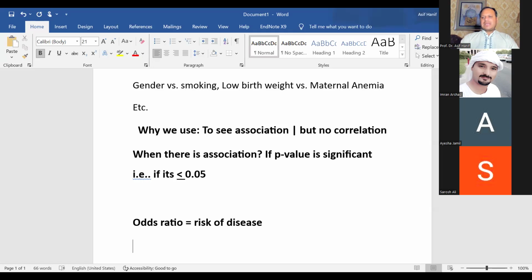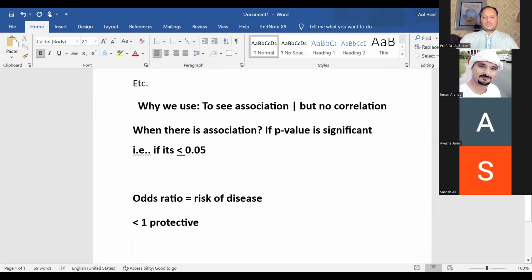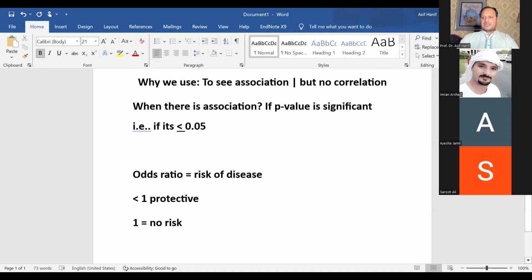It can never be negative. Odds ratio can never be negative. If it is less than 1, that risk factor is protective. If odds ratio is 1, there is no relationship or no risk. No risk is calculated, or there is no risk of the disease in the presence of that particular risk factor. If odds ratio is greater than 1, there is risk of the disease in the presence of that variable.